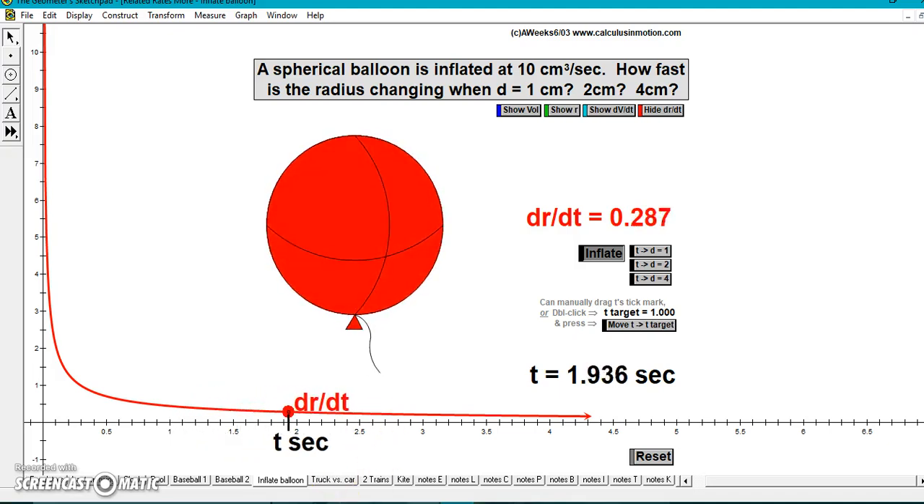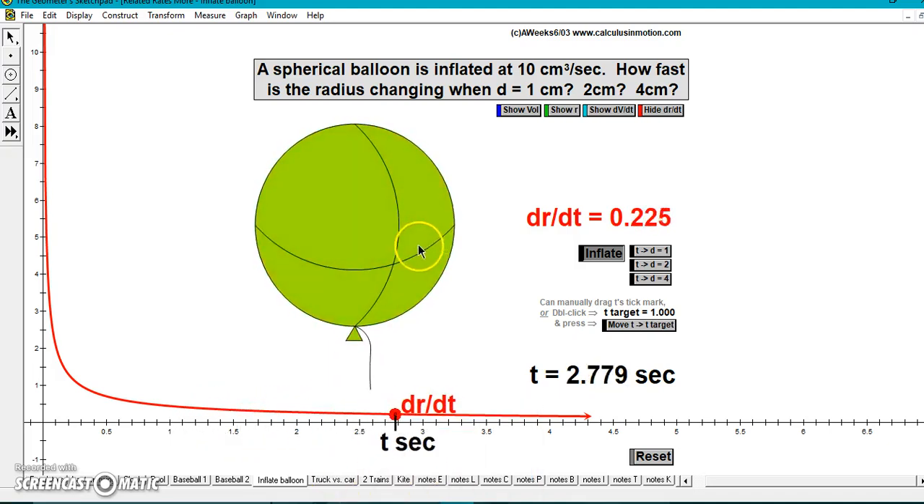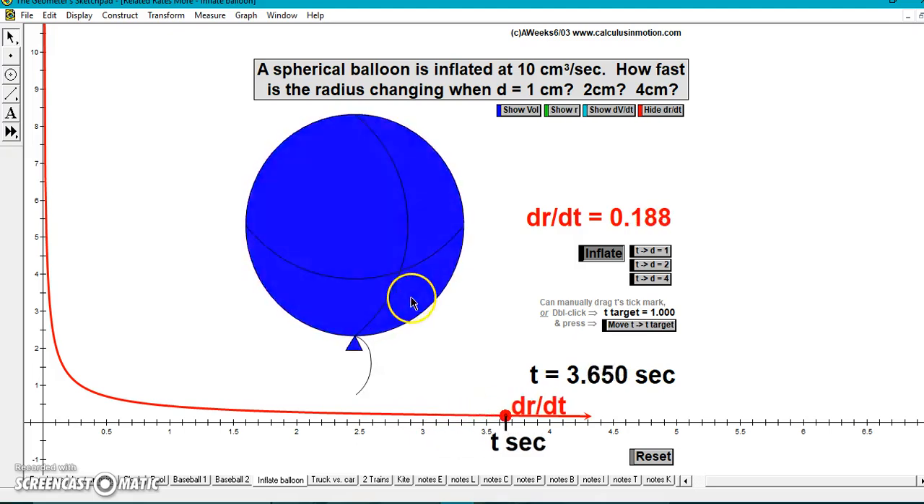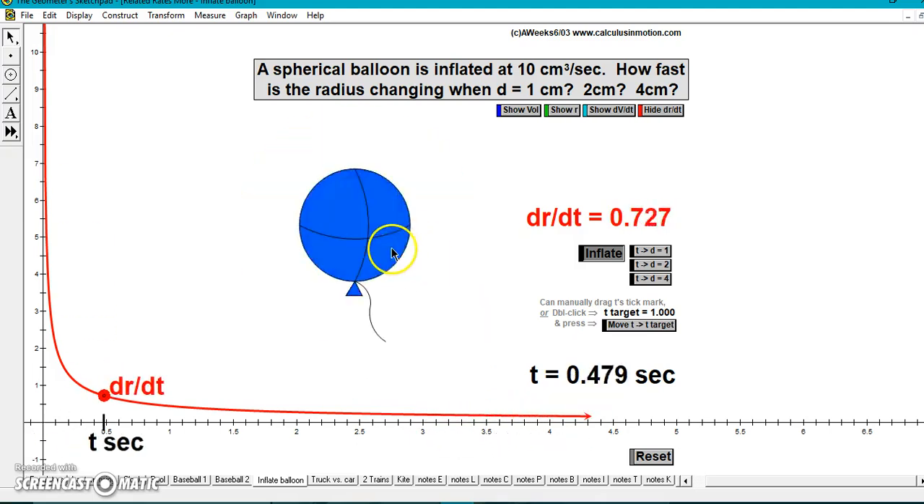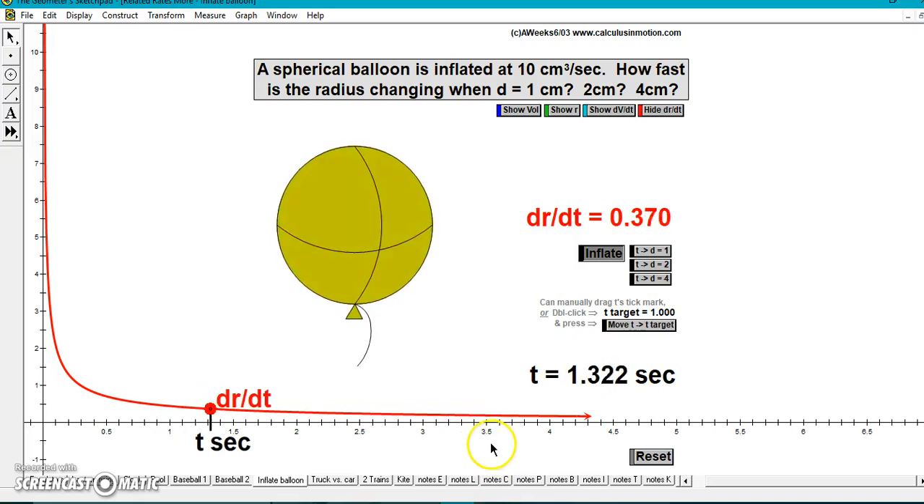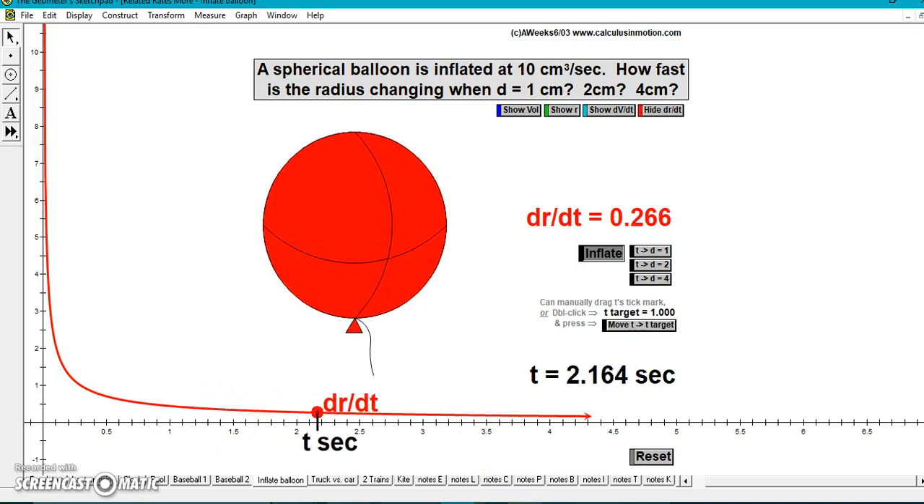So those are scenarios that you will all be doing by hand, but it is helpful to see the visual just so you can kind of picture what's going on here. So rates of change are not the same, and there's several variables going on, and all the rates are related to one another. They depend on one another.